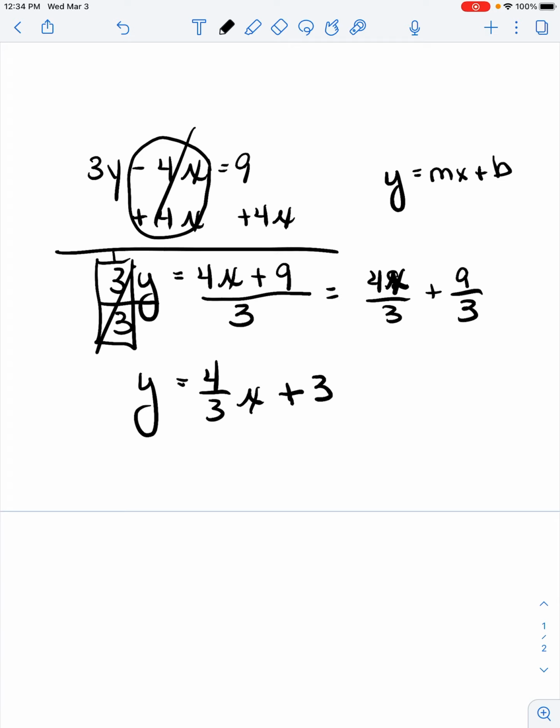What is the slope, or m? The slope equals 4/3. And the y-intercept is equal to 3. And that's how we convert equations into slope-intercept form so that we can graph them more easily.